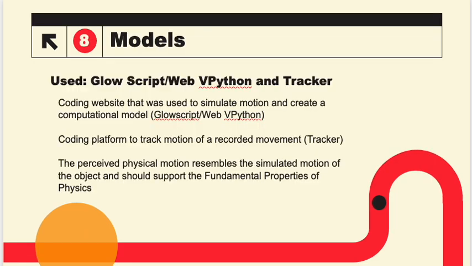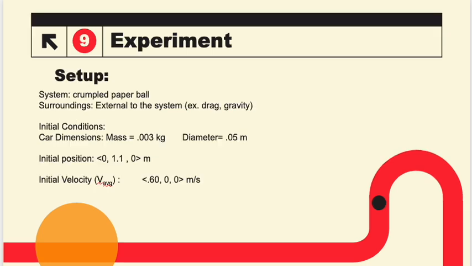To analyze the data, we used GlowScript and WebVPython to simulate motion, and we used Tracker to track real-world motion from a recorded video. These tools helped us compare theoretical and experimental results. Our system was a crumpled paper ball with a mass of 0.003 kilograms and a diameter of 0.05 meters.